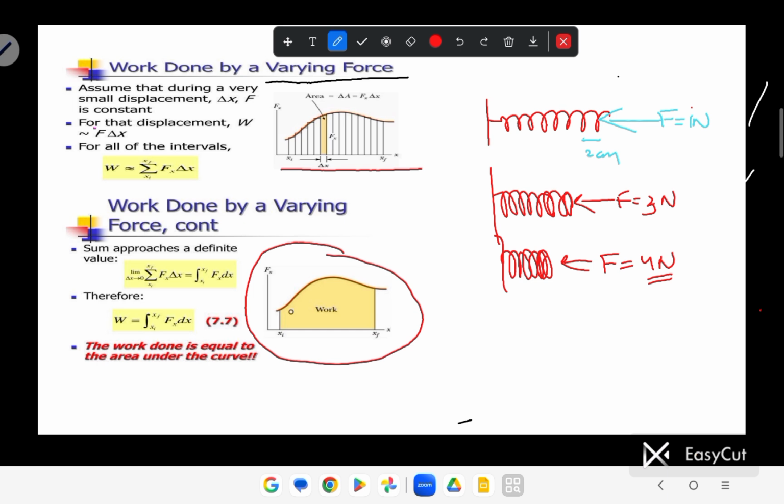The work done is just equal to the area under the curve. Here in this force displacement graph, you can see that delta x is given, just like here I have written 2 centimeter, so delta x. So the area, the work done, is equal to F delta x. Or you can also write it as the summation from x initial to x final of F(x) delta x.